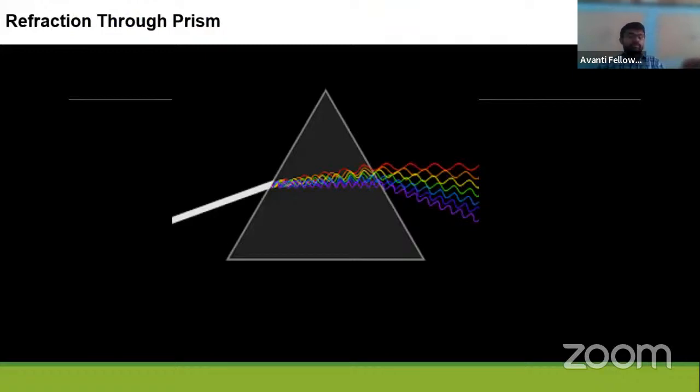Refraction through the prism is what? See, this is a prism here. It's on your screen. See how you make a prism. First, let us see the difference between the slab and the prism here.